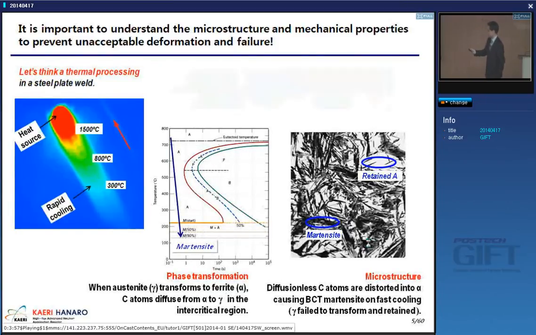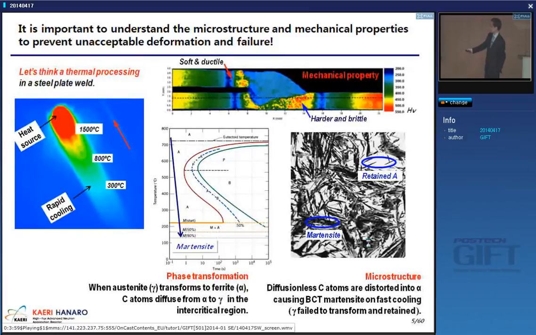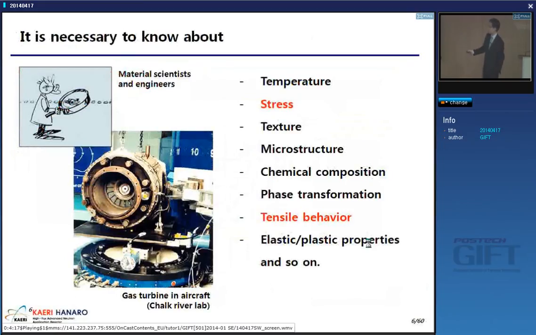Also, due to the microstructure changes, there are significant differences in mechanical properties. For example, a very hard and brittle phase exists here, and a soft ductile phase here, when you measure hardness. As material scientists, you need to consider many things: temperature, stress, texture, microstructure, phase transformation. But in this presentation, we are focusing on stress and tensile behavior, some mechanical properties.